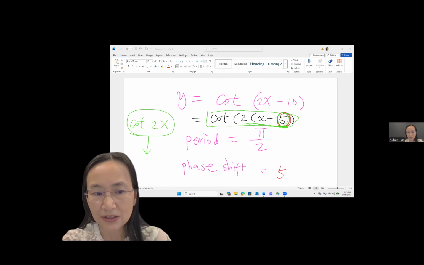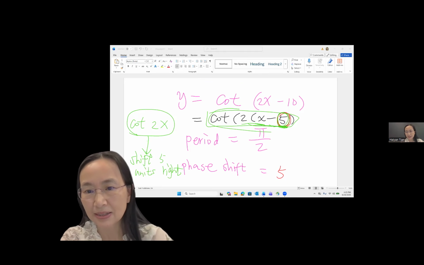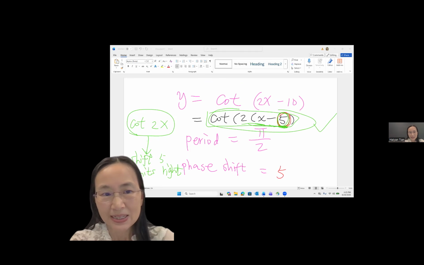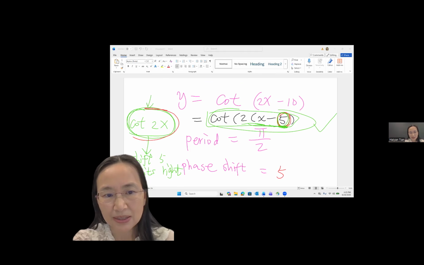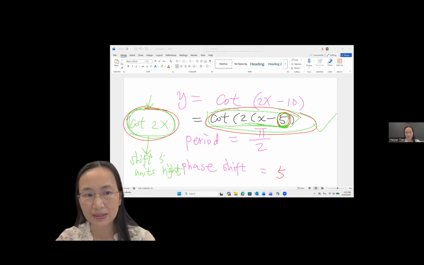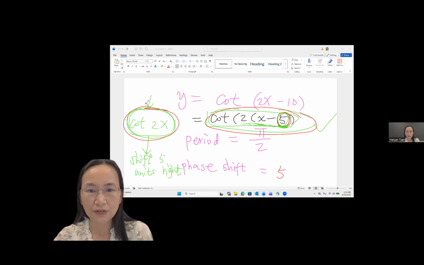So how do I shift? So I shift this curve once I sketch it. I shift it 5 units to the right. 5 units to the right, to get what? To get this curve. So the number 5 means if you do a shift of 5 units of this one, then you will be able to get this. So that is the meaning of the number 5. Okay, so this is how to determine the phase shift.